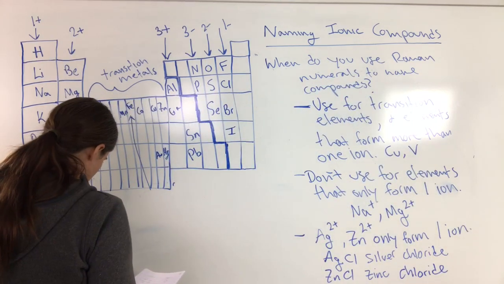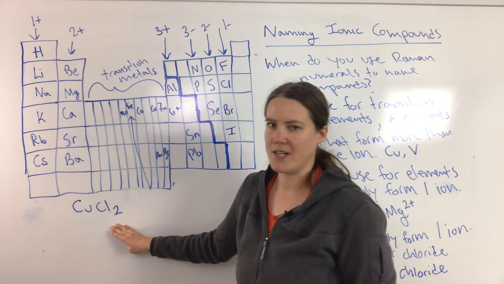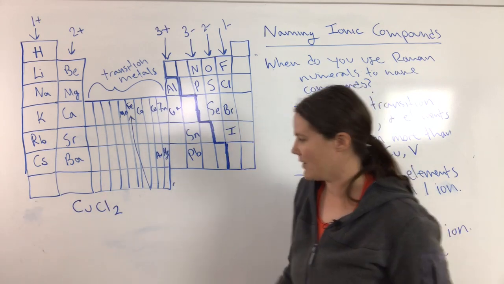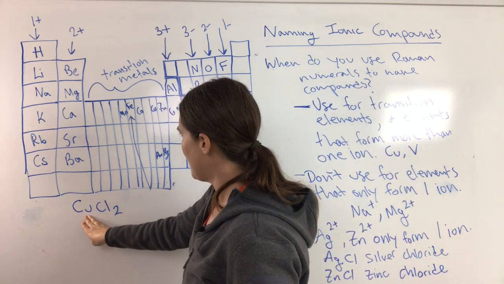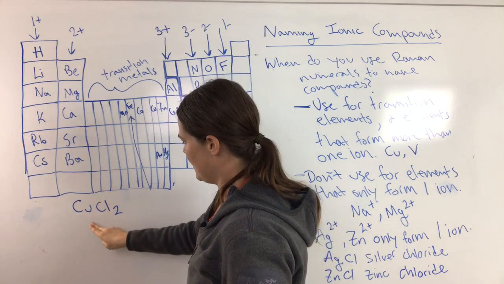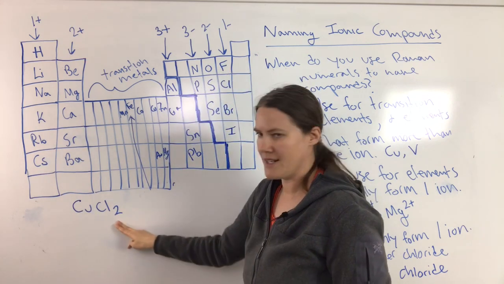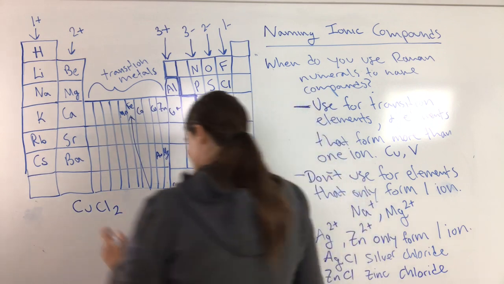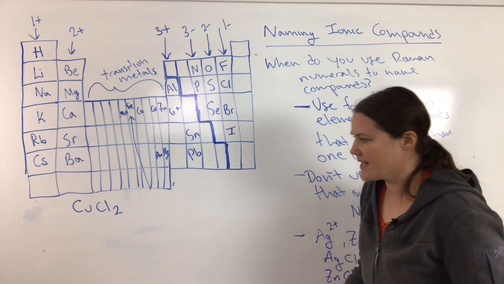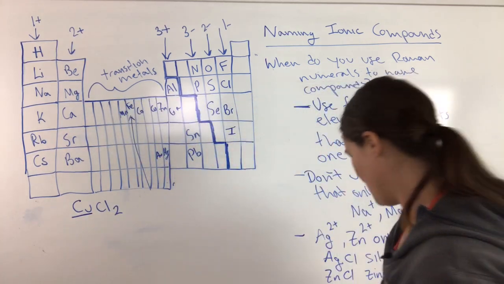So let's do copper. So we have copper and chlorine. First of all, we want to figure out, okay, is this an ionic or a covalent bond? We know that copper is a transition metal. It's right here. So copper is a metal. And chlorine is right here. This is a non-metal. And just looking at these, copper can form more than one type of ion.